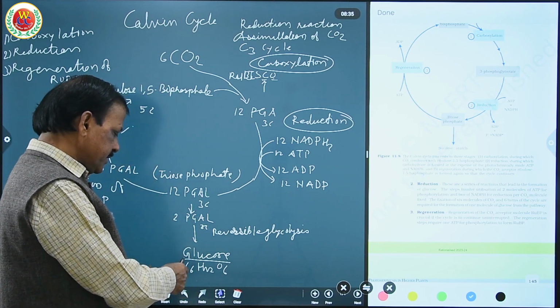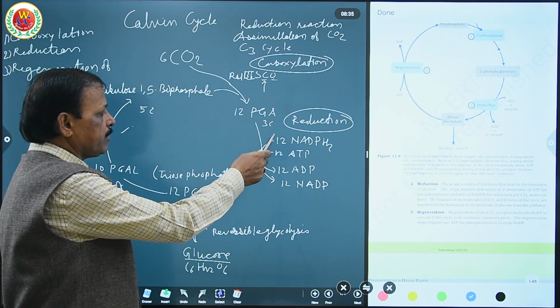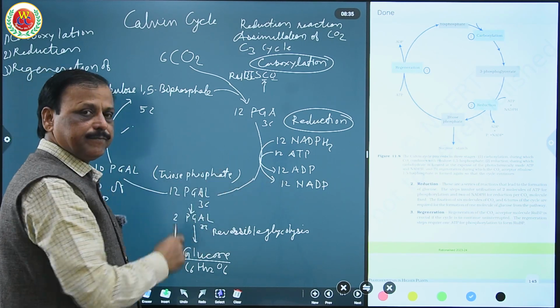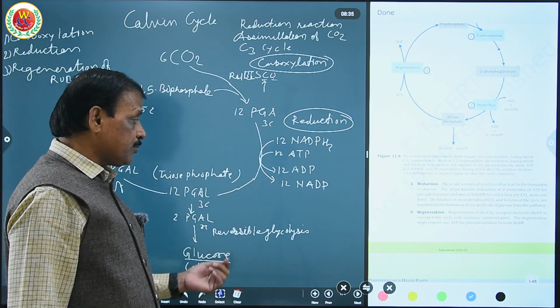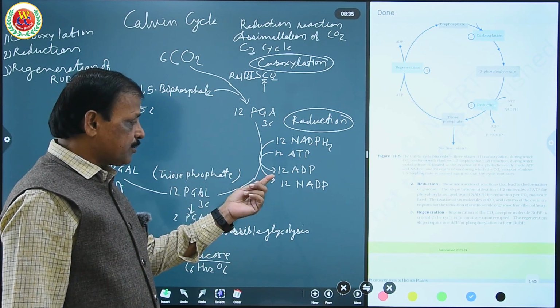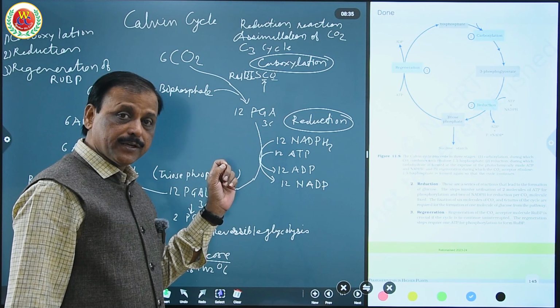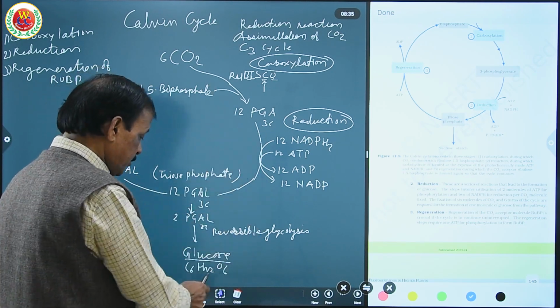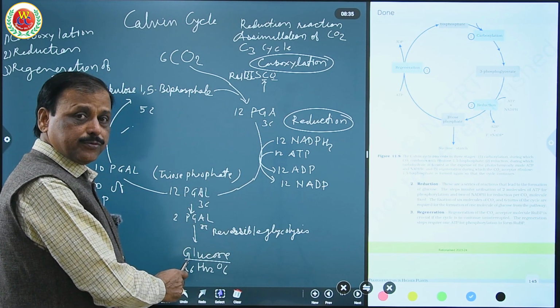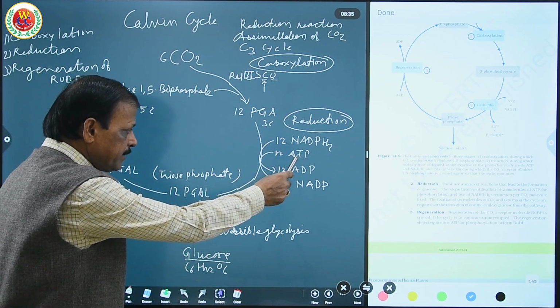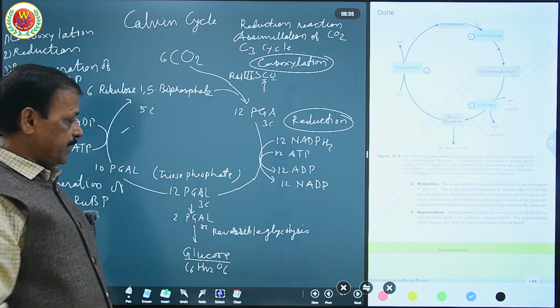Or a question can be asked: for 1 glucose, we require 12 molecules of NADPH2, and by considering these 6 ATP, if it is to produce glucose, not to reduce the CO2. If the question asks to reduce the CO2, how many ATP and NADPH2 are required? But if the question asks to produce 1 molecule of glucose, how many ATP and NADPH2 are required? Then 12 NADPH2 and 18 ATP are required.